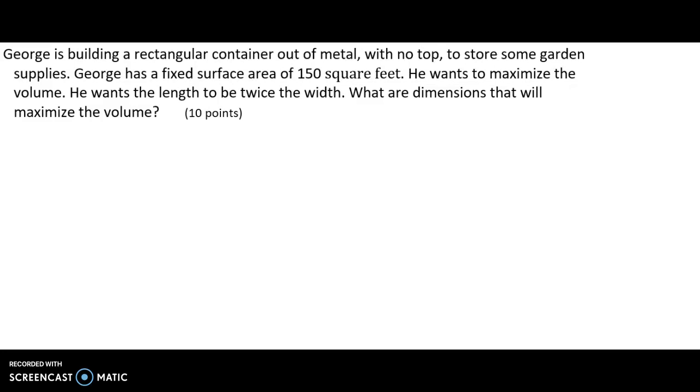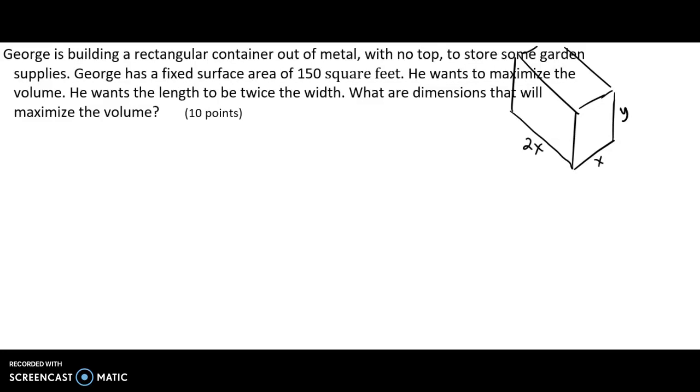Okay, so we can draw a picture of this, which will be helpful. The length should be twice the width. So rectangular, something like that. If I call the width x or w, this would be 2x, and we'll call this y. That's the height.